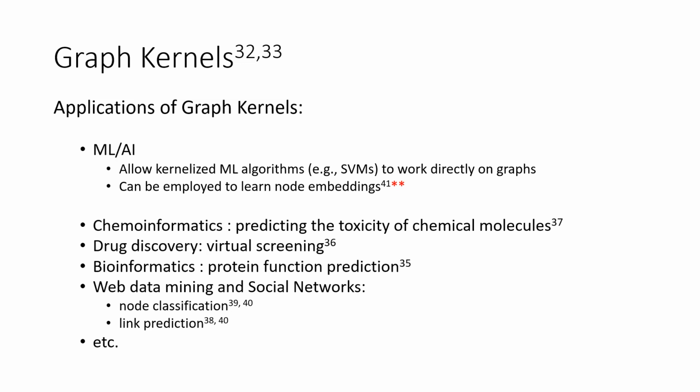So the applications in ML and AI: the first thing is it allows kernelized ML algorithms like SVM to work directly on graphs. Kernelized ML algorithms are algorithms that don't need to access directly the features of the two objects they work on, but only need the similarity between them. So once you define a kernel on graphs, these ML algorithms are applicable to graphs as well, and can also be employed to learn node embeddings. They have also been applied in chemoinformatics to predict the toxicity of chemical molecules, in drug discovery and virtual screening, in bioinformatics for protein function prediction, and in web data mining and social networks for node classification and link prediction.